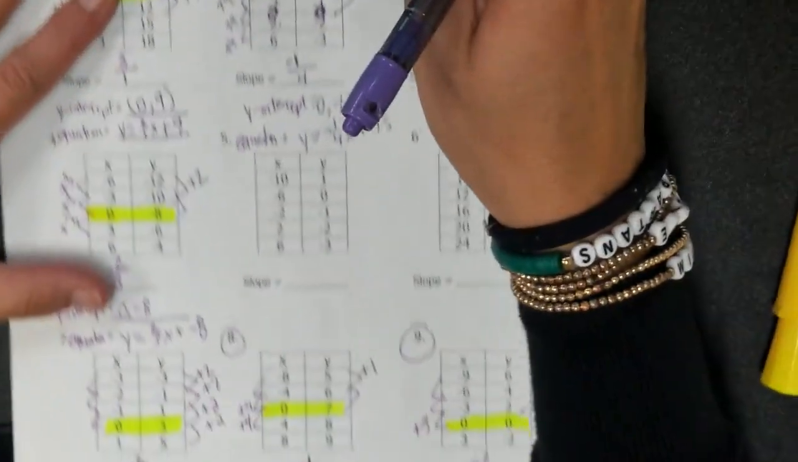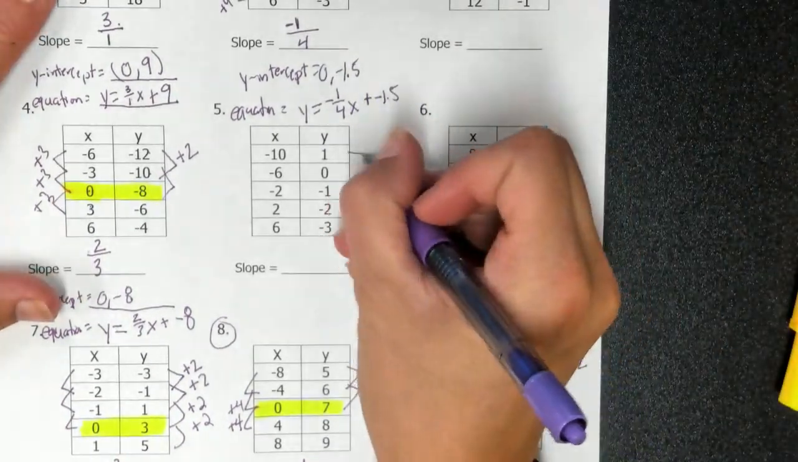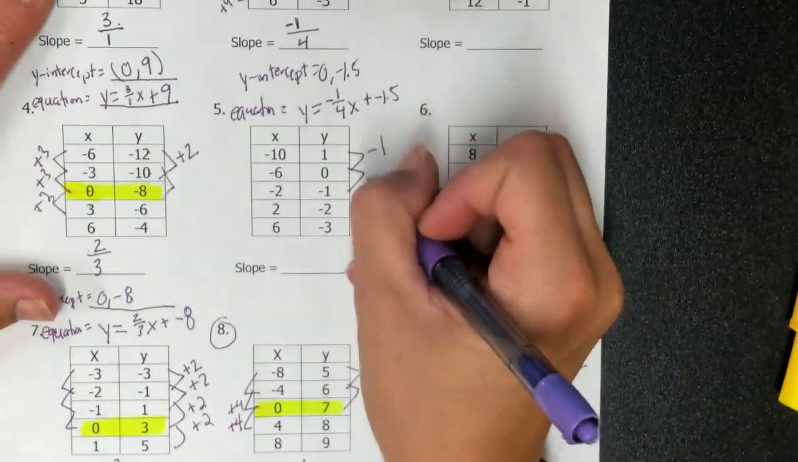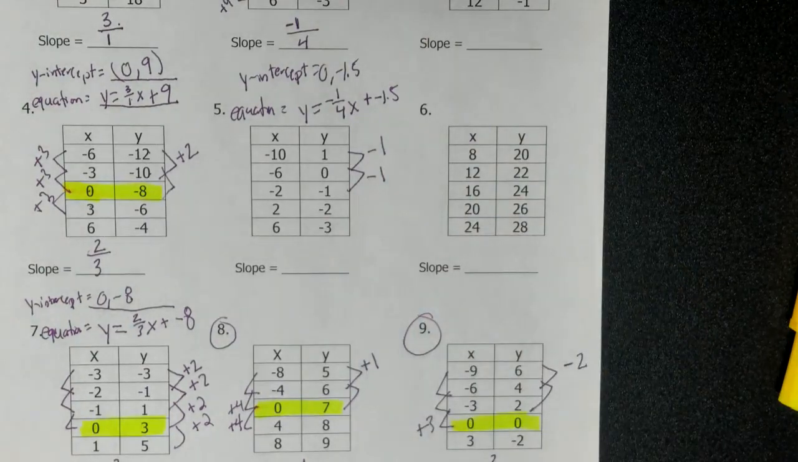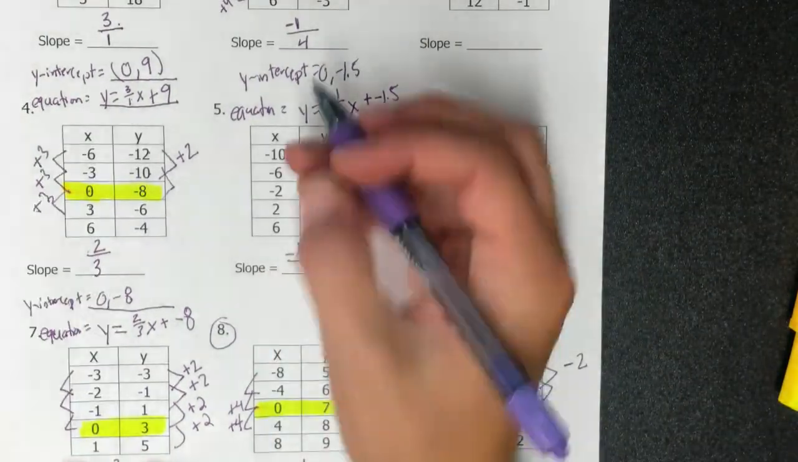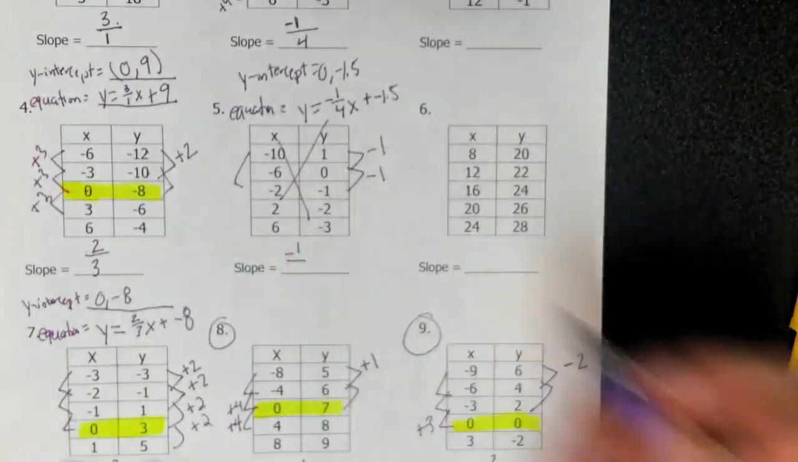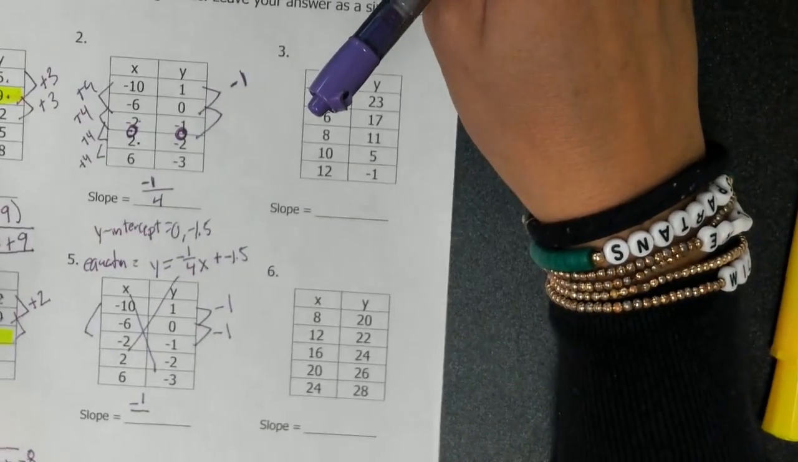Okay, let's try number 5. What's happening to my y's? They're getting smaller by 1. So my slope is -1. It looks like, oh, this is the same problem. We're going to skip that one. Sorry, guys. Let's go to number 3.